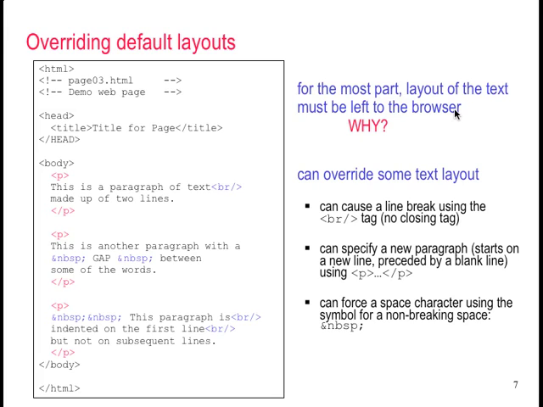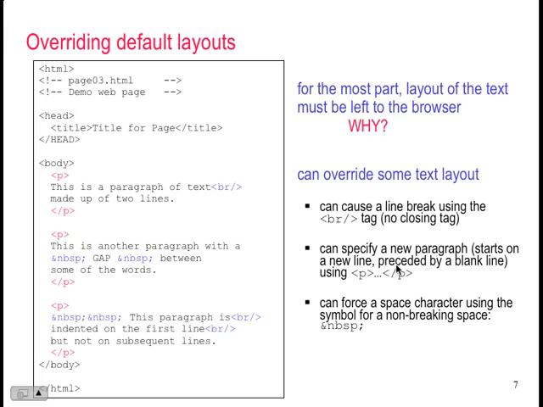Overriding default layouts. Let's take a look at this for a second. For the most part, the layout of the text must be left to the browser. Why? Because the browser is the one who's interpreting. It's reading in the text file, applying the formatting tricks to it, and displaying it for you. But you can override some of the text layout. So you can cause a line break using a BR as a line break with no closing tag.